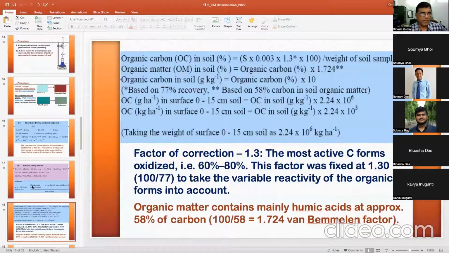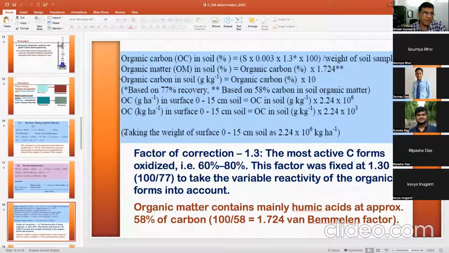Now, further calculation is like this. See the first line. Now you need to work out the organic carbon in soil in percentage. Suppose you want to work out in percentage, then how to do it? It is equal to S.